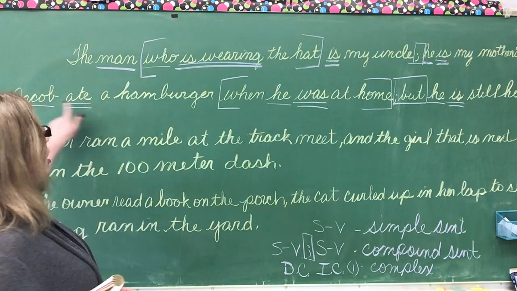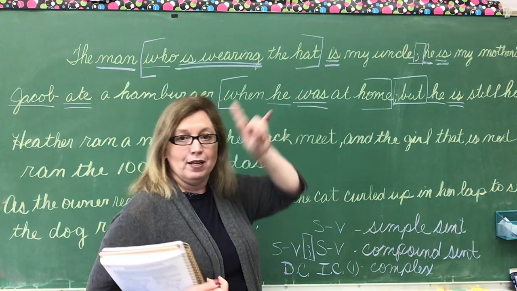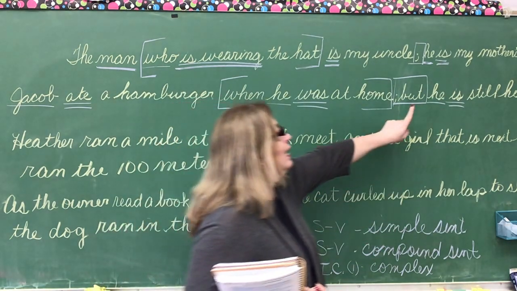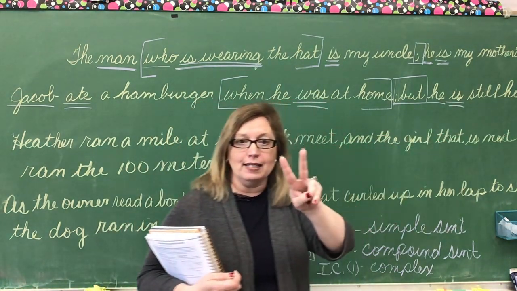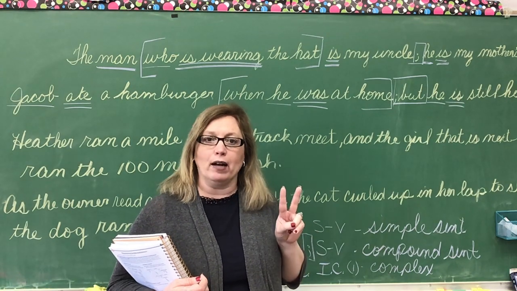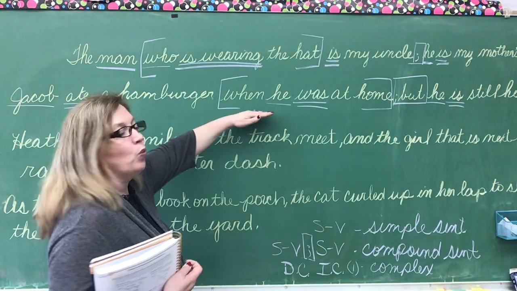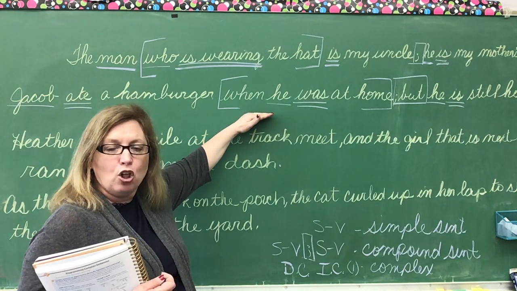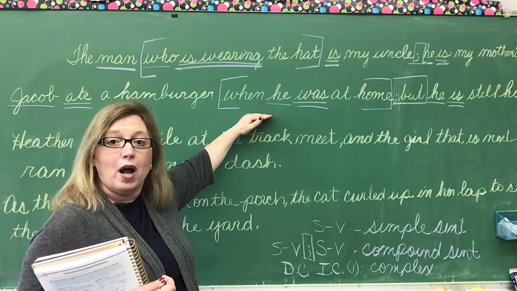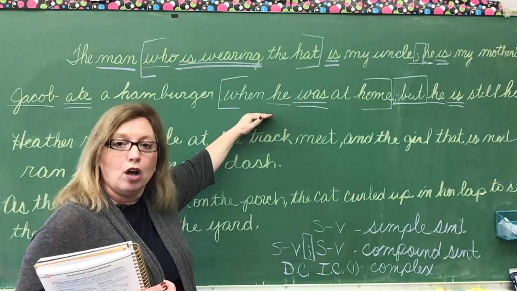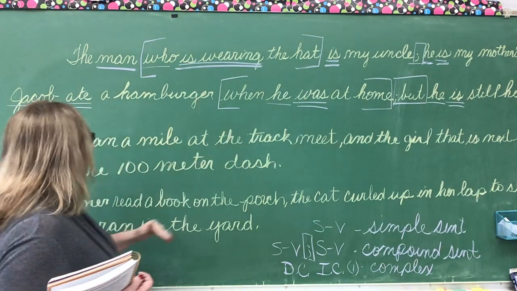We do. Jacob ate a hamburger when he was home. That's sentence number 1. He is still hungry. Sentence number 2. So it's compound. Do we have a dependent clause? Yes, we have when he was at home as a dependent clause. That makes this sentence what? Compound, complex. Look at the next sentence.